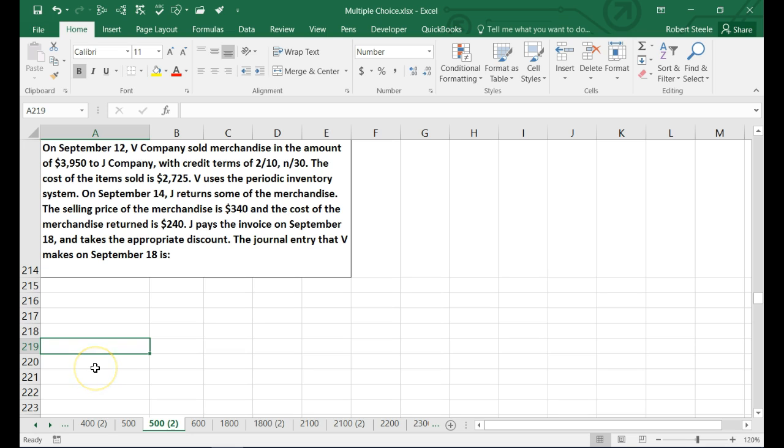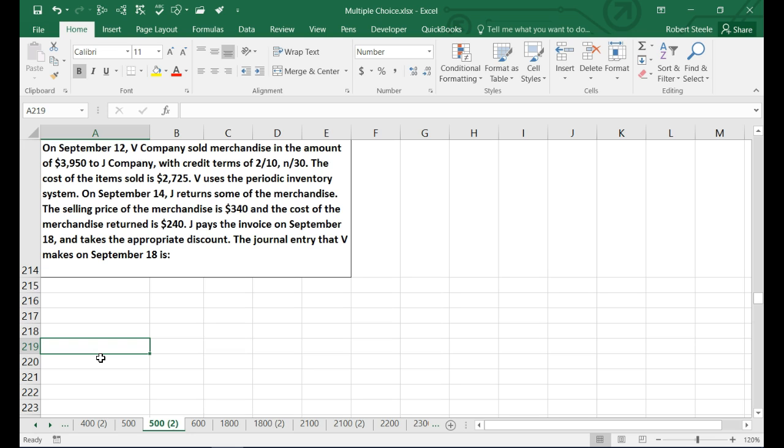So here the next one has, on September 12th, V company sold merchandise in the amount of $3,950 to J company with credit terms 2, 10, and 30. So 2% if paid in 10 days, otherwise it's due in 30 days. The cost of the item sold is $2,725. V uses the perpetual inventory system.